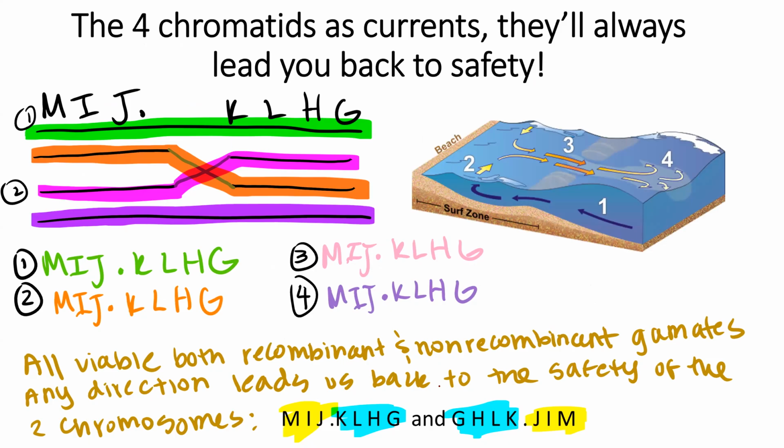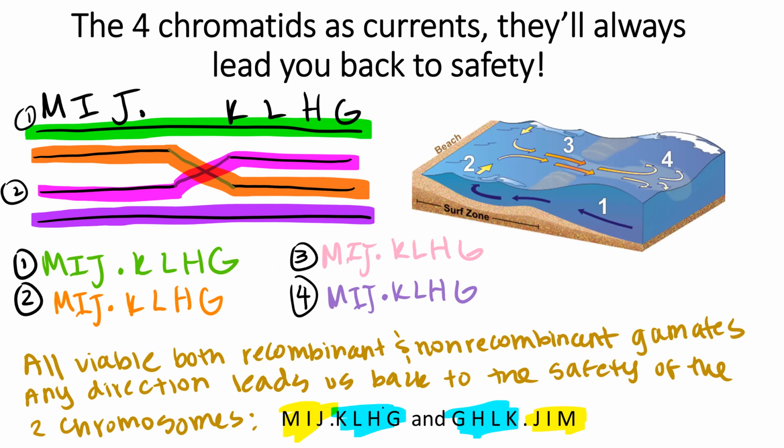And we can kind of see that here and think about it as if you're just swimming in the ocean or at the beach, the current will always take you back. And so if you follow the first current or the first chromatid that could be produced, we see that all of them lead us back to the same chromatid order of MIJ, centromere, KLHG. So all viable, both non-recombinant and recombinant gametes, in any direction lead us back to the safety of the 2 chromosomes which were given.